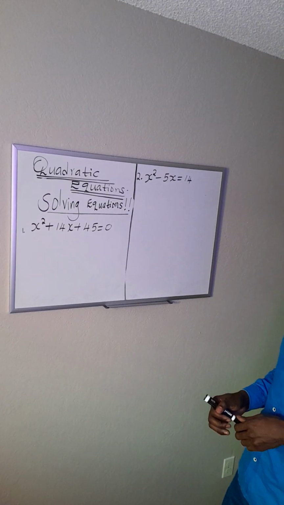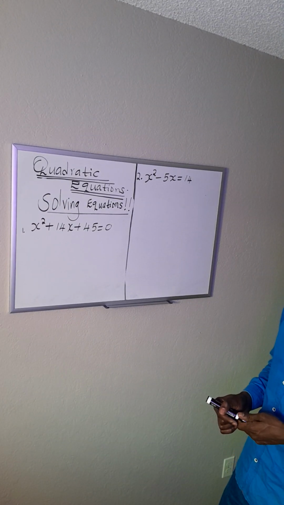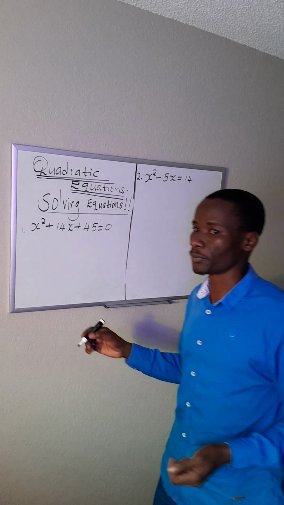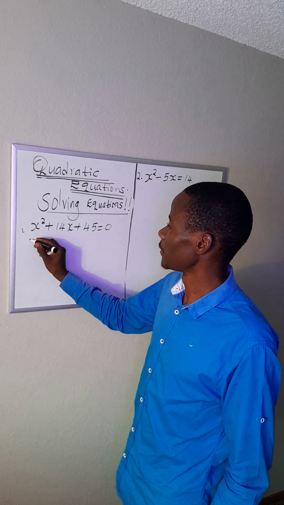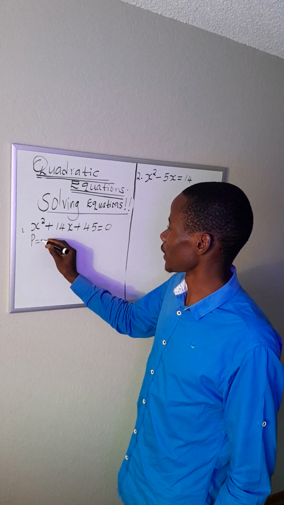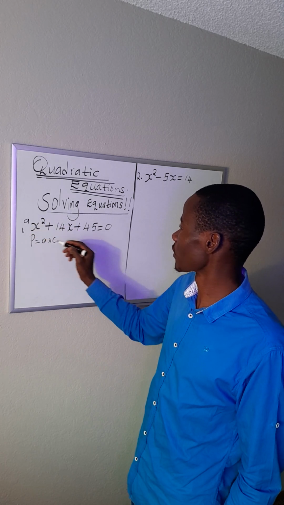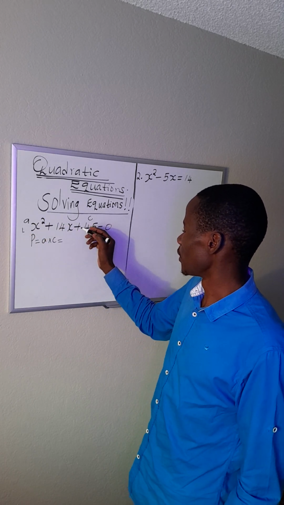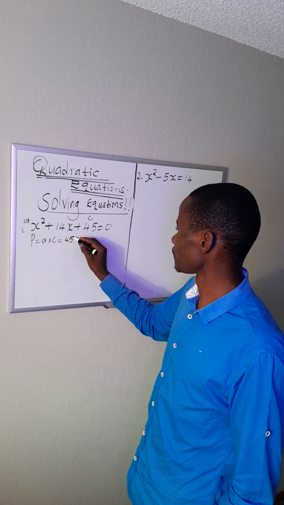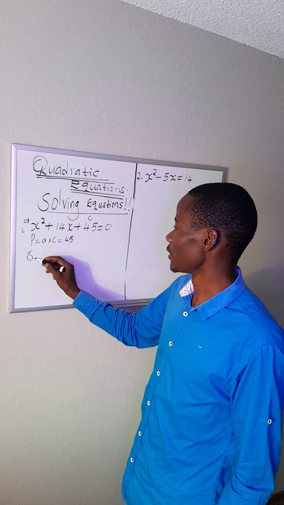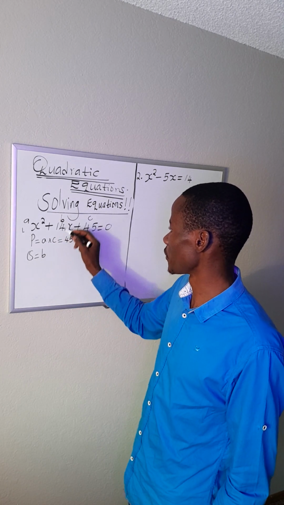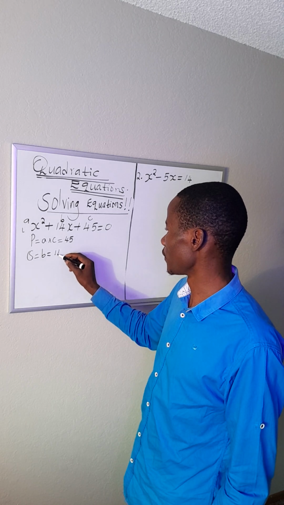Want us to solve quadratic equations. So the first step you have to always remember is that you're looking for the product. Product is equal to A multiplied by C. What is A? The coefficient of x squared. C is the constant term. Looking above, our product is 45. Sum is equal to B. What is B? The coefficient of x, which is equal to 14.